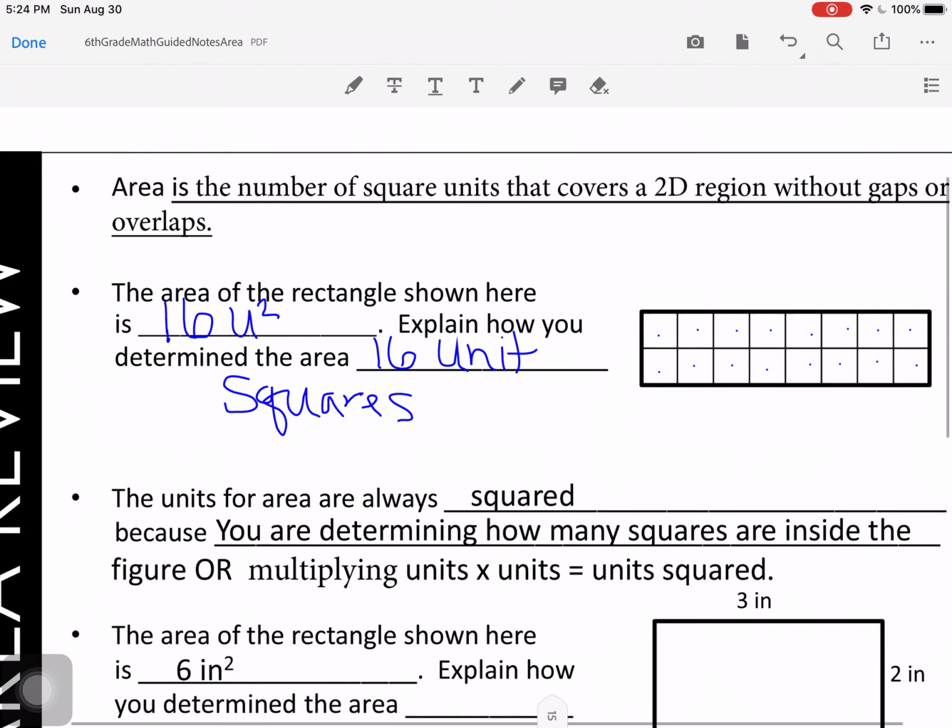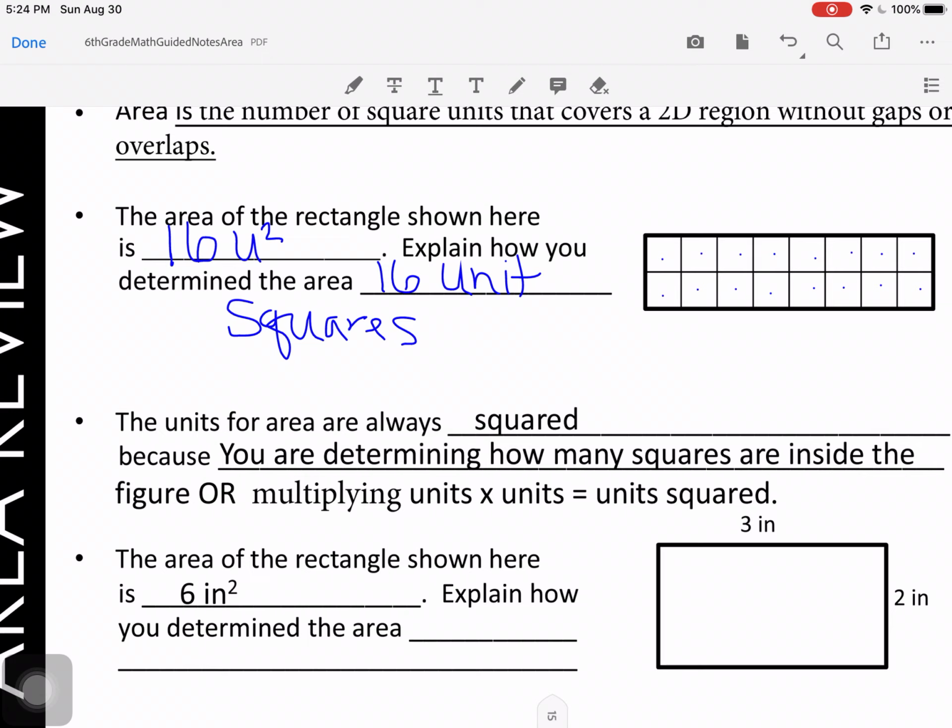The units for area are always squared because you are determining how many squares are inside the figure, or multiplying units times units, which gives us units squared. The area of this rectangle shown here is 6 inches squared.